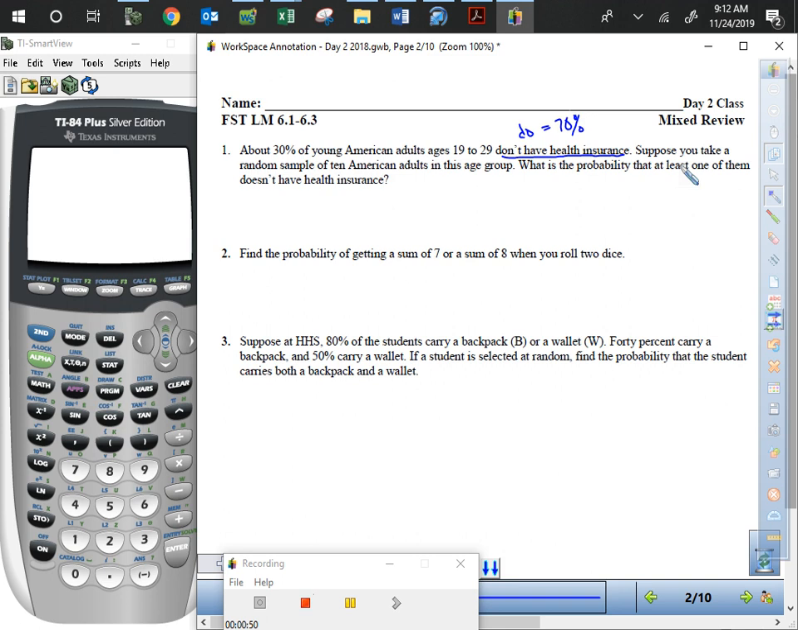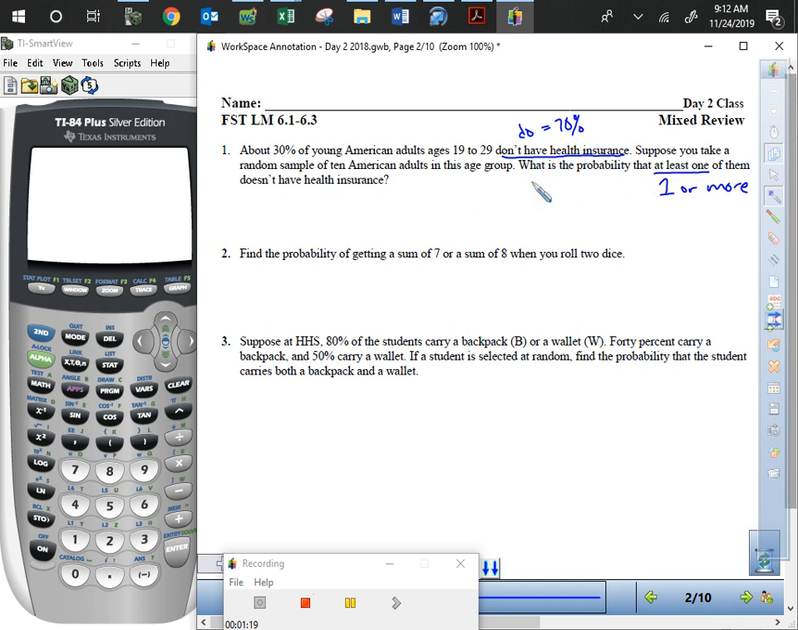Now, if we think about at least one, that means one or more out of the 10. So this could look like exactly 1, exactly 2, exactly 3, 4, 5, 6, 7, 8, 9, 10. That's a lot of outcomes to try to think about and probabilities to work with.